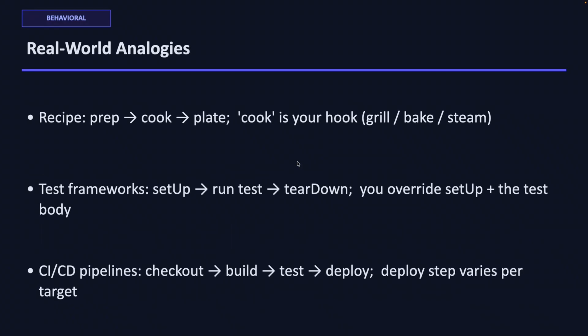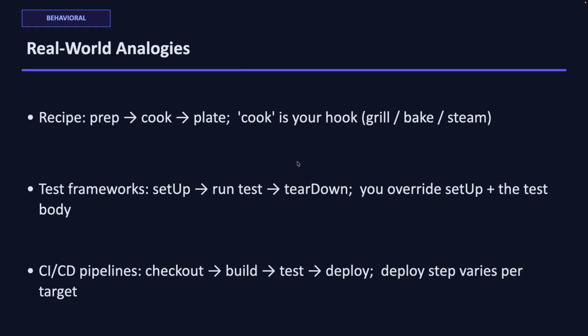We have some real world analogies to help make this idea more concrete. So first we have cooking recipes. If you think about recipes, they're in this fixed structure, like we have to prep ingredients, we apply heat or cook. The apply heat might be through a grill, or you bake it, or you steam it, or you poach it. And then after that, we would have to plate it. So the recipe is the template. The specific cooking technique is the hook you would override.